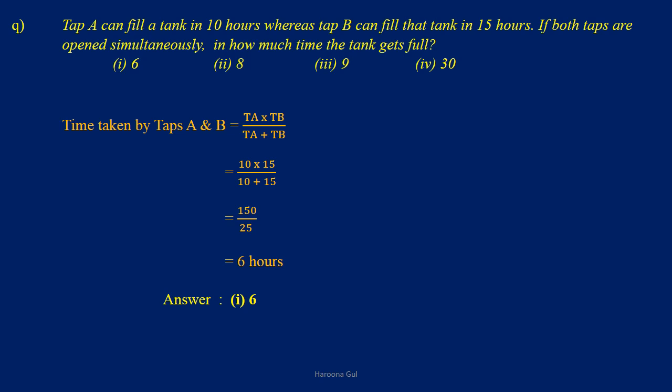So our formula would be: the time taken by taps A and B is equal to time A into time B divided by time A plus time B, right? Which is equal to 150 over 25, which is equal to 6 hours. Now you see, this is the time taken by tap A and tap B to fill up the tank if both the taps are opened simultaneously, right?